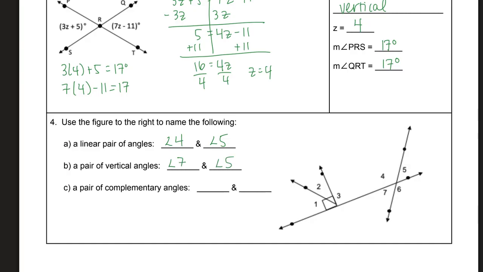Last thing we're looking for here is a pair of complementary angles. Complementary angles are two angles that form a corner. So I see this box right here, and the two angles that form that box are going to be angle 1 and angle 2.